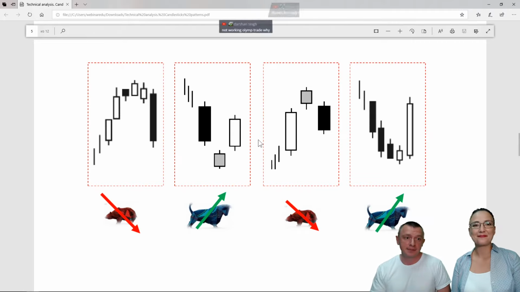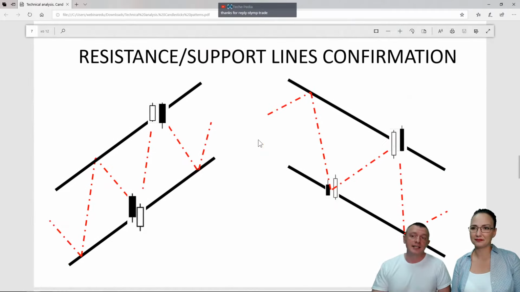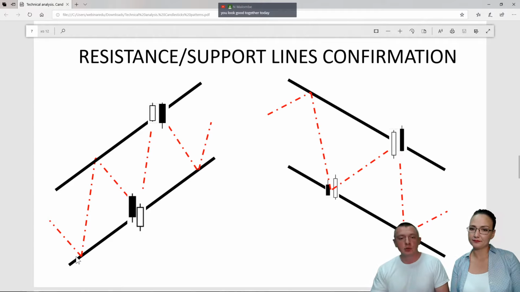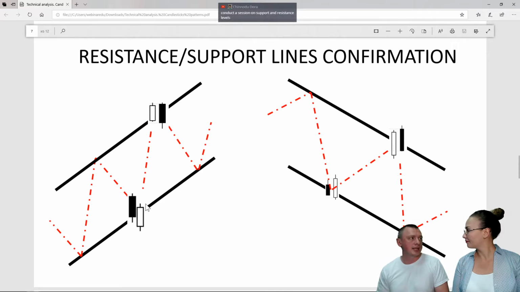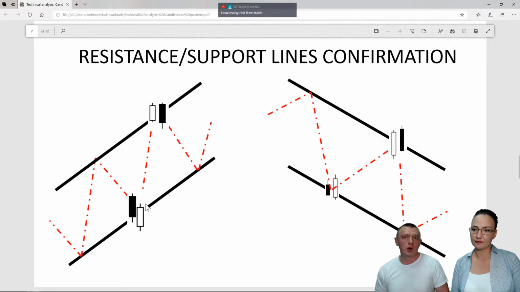So that's it. My friends, as for support and resistance lines, how can we use Japanese candlesticks more correctly? You can use support and resistance lines to confirm that you see this or that pattern. For example, in a bullish trend, the price is going up. In this case, I can draw, for example, a support line and a resistance line. If I see candlestick patterns formed on support and resistance lines, it means the probability is quite high that the price will bounce back from this or that level.